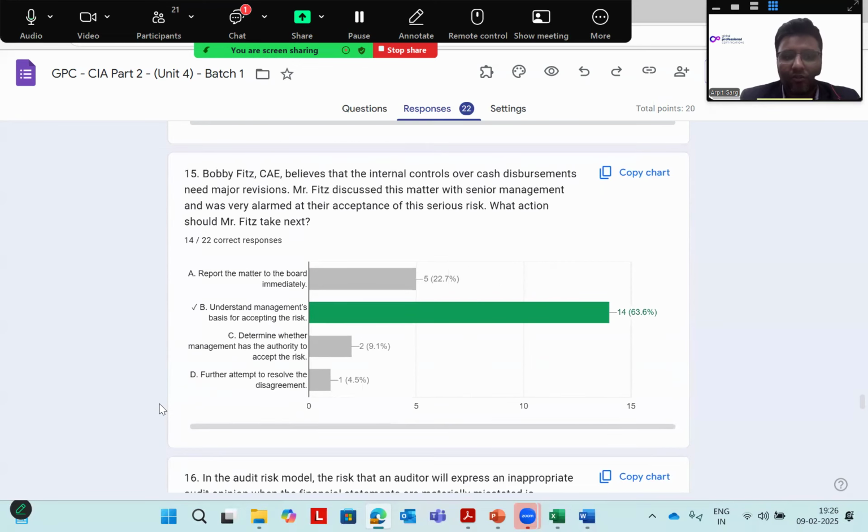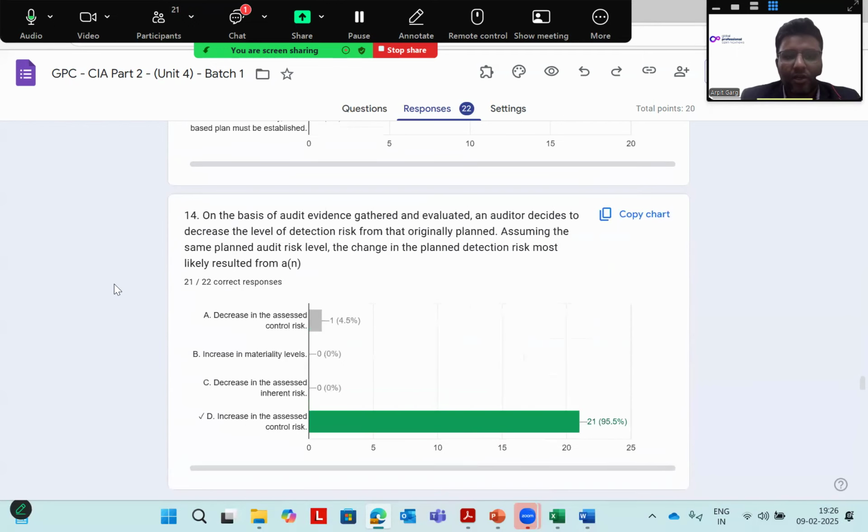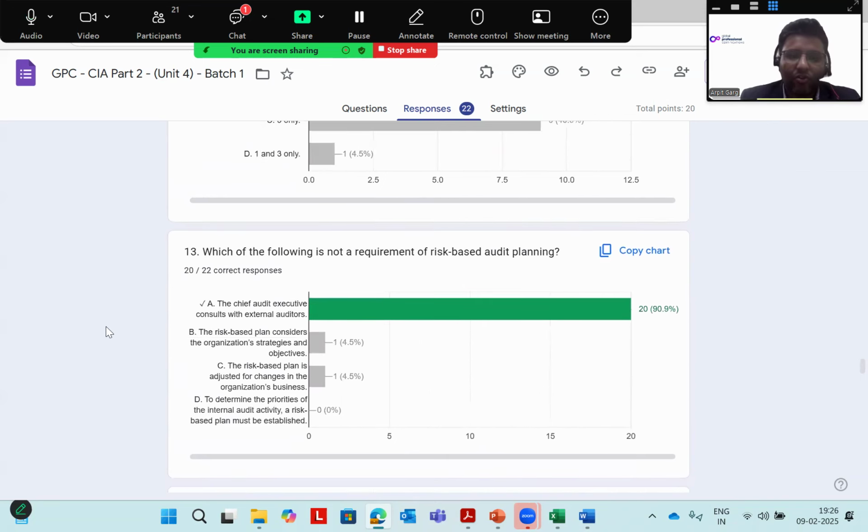I'll move on to question number 15 now. Again, a similar line, people. It says that the CA believes that the employer's controls over. Okay, this is the same question which we have covered downstairs, right? So I think we'll skip that. Understanding management's basis for accepting the risk is something we have covered. Moving on to question number 14, it says on the basis of audit evidence gathered and evaluated, an auditor decides to decrease the level of detection risk. Again, decreasing the level of detection risk is going to increase the control risk. This is also correct.